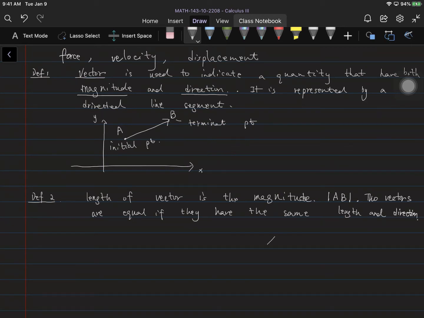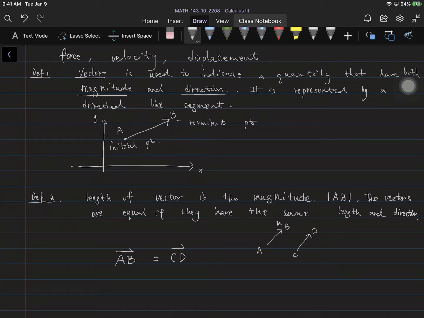We can take a look. For example, here we have a vector, let's say vector AB. And then we have another vector CD. They have the same direction and the same length. Then we say they're the same thing. And how do we express them? We write AB with a right arrow on top, which means A is the initial point, B is the terminal point, and AB equals vector CD. That means they have the same direction and the same length.